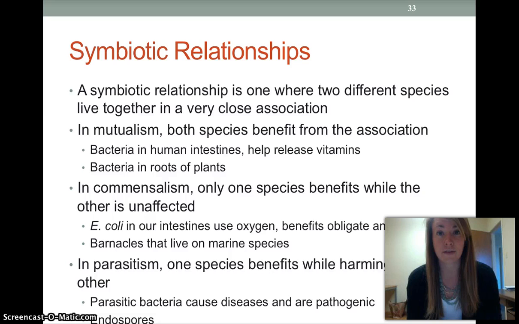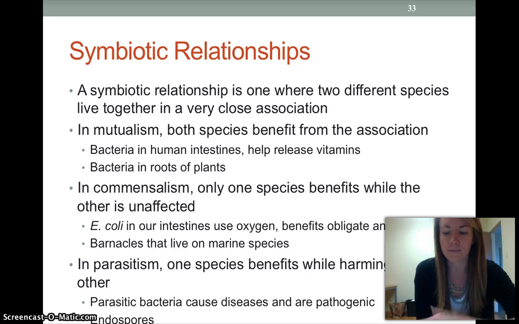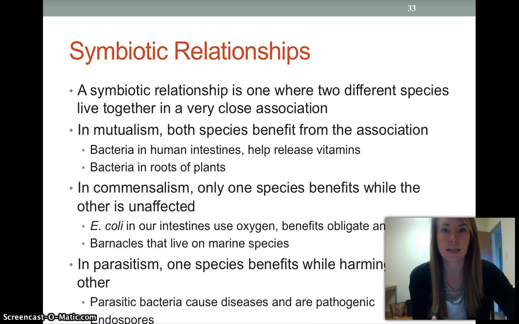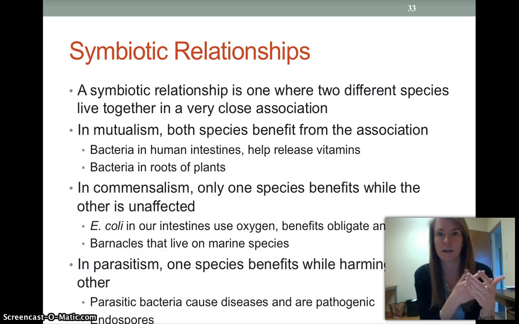There's also bacteria that live in the roots of plants that help them absorb more nutrients than they would be capable of doing. So those are two examples of mutualism. Another kind is commensalism, which is where one species benefits and the other is entirely unaffected. So the E. coli in our intestines, they use oxygen. E. coli is the kind of bacteria that live in our intestines that help us out, and they use all the oxygen that's there. So we're giving them oxygen, and they're taking it all in because they need it.